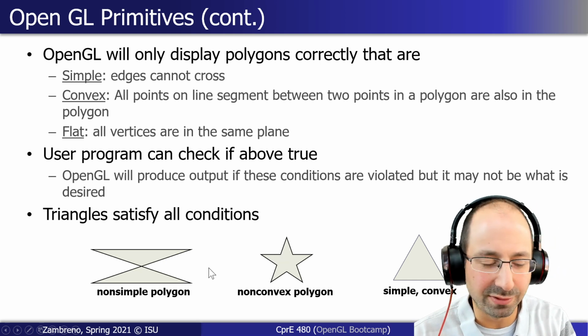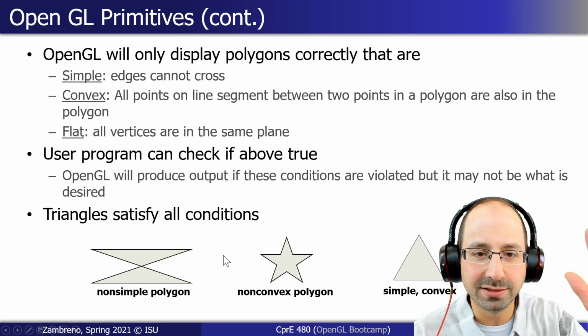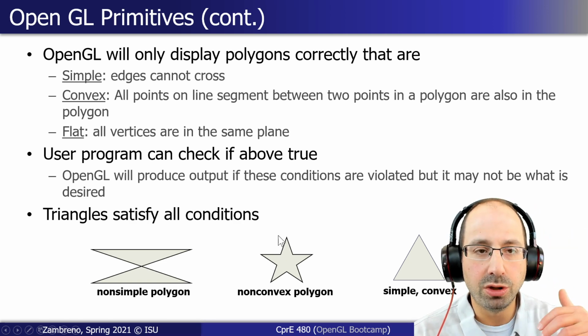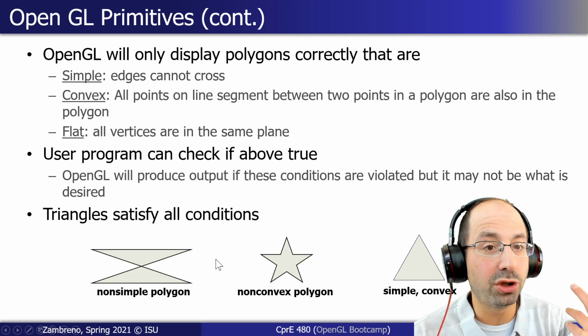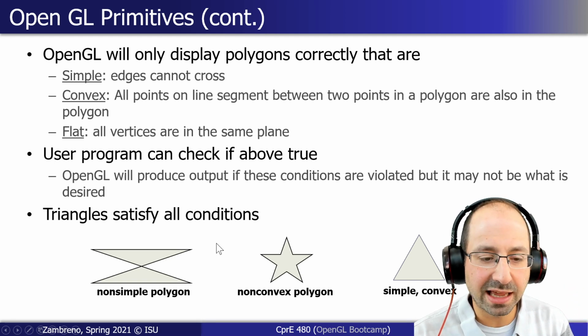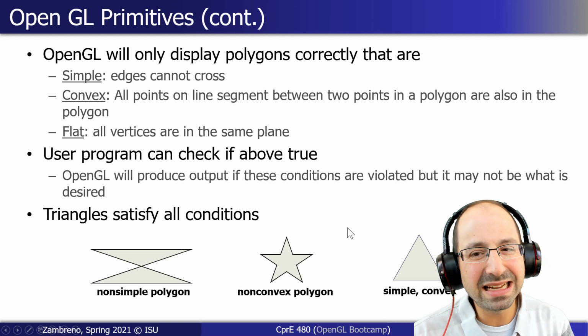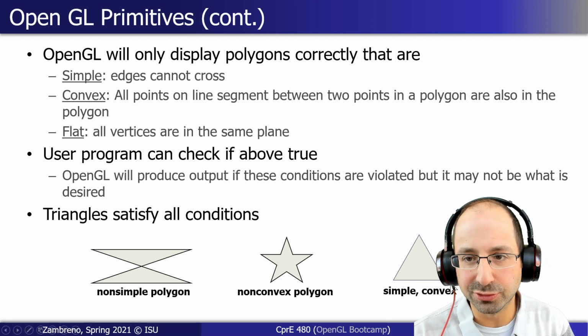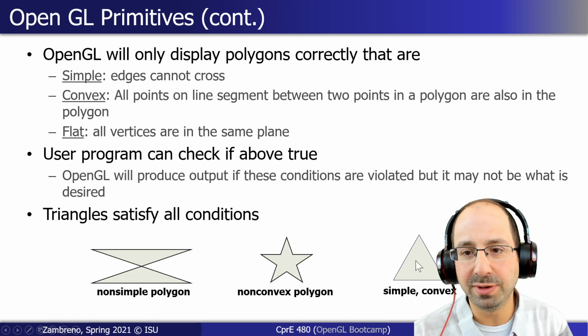It's much harder to visualize a non-flat polygon in a 2D slide here, but you're really depending on your user program to check that your shapes are that. The nice thing, though, at least from our perspective, is that triangles are guaranteed to be all three of those. It's guaranteed to be simple.